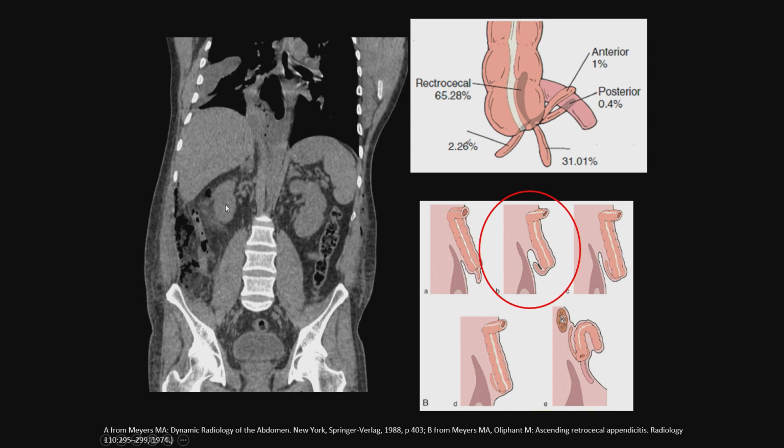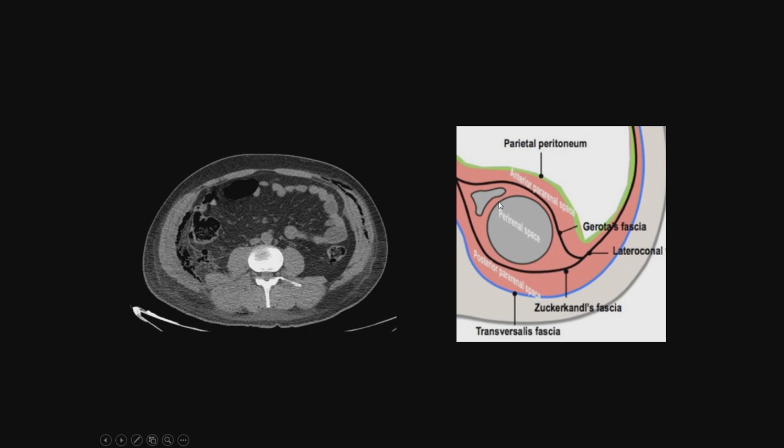Why is this important? Because the gyrotal and the lateral conal fascia meet at this place, as our CT shows, and this is where the appendix perforated itself. This is important because it left the appendix open to the parietal peritoneum and the adjacent fascias, causing an infection of the posterior pararenal space. As you can see here, the posterior pararenal space is filled with the infection that the appendix caused, and we can see some gas.